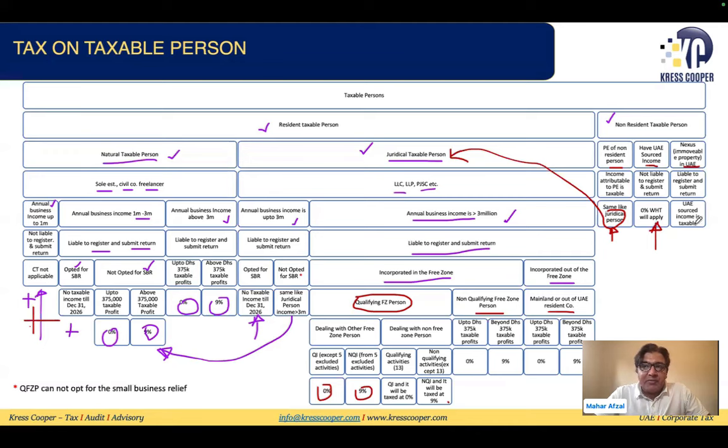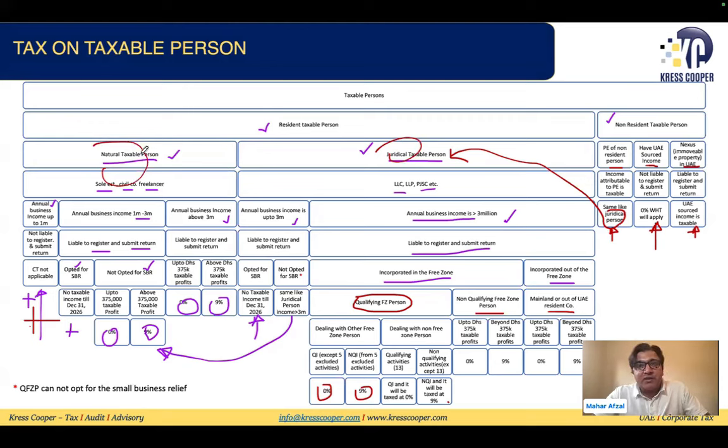If someone has a nexus in the UAE, such as a property, as we discussed, they will be liable to register in the UAE. Once they are liable to register, they will be liable to submit the return. And there is a possibility that someone is working as a natural person or a juridical person. A natural person will fall here, or a juridical person will fall here. The important thing is, when I'm asking about a natural person, if this natural person has investment in multiple properties and they are using the properties for business purposes, it will be considered nexus in the UAE.